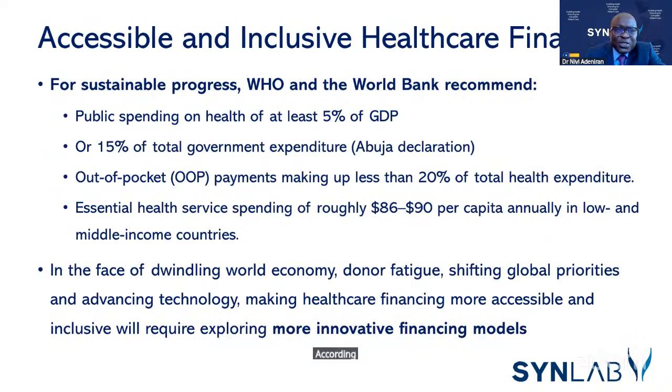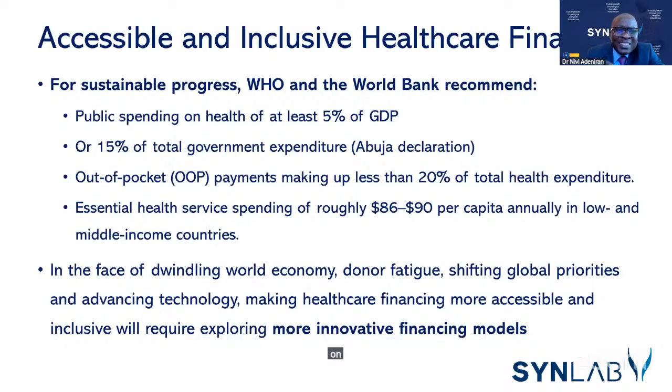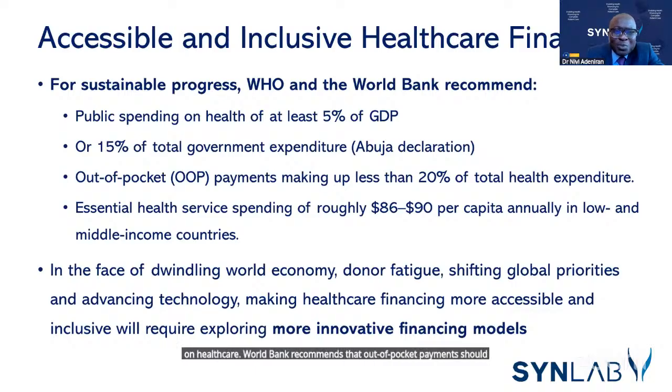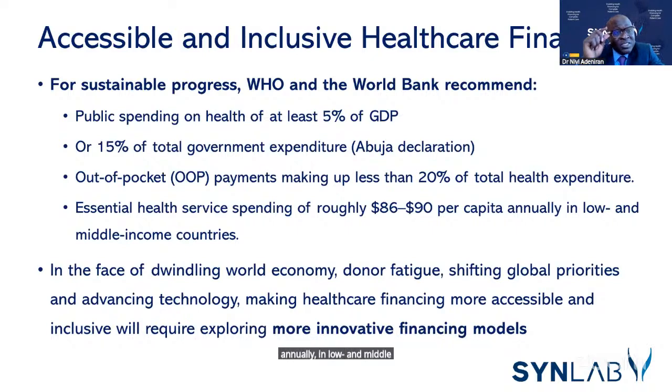According to the World Health Organization and the World Bank, sustainable progress in healthcare typically requires public spending of at least 5% of GDP, or 15% of total government expenditure, the one we usually call the Abuja Declaration on healthcare. And the World Bank recommends that out-of-pocket payments should be less than 20% of total health expenditure, and also essential health service spending of roughly $86 to $90 per capita annually in low and middle income countries.